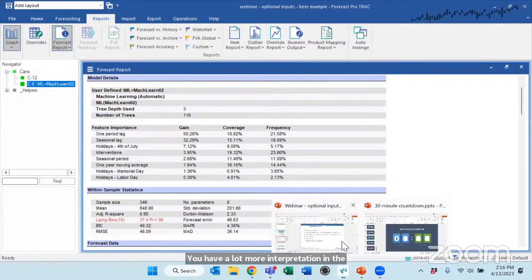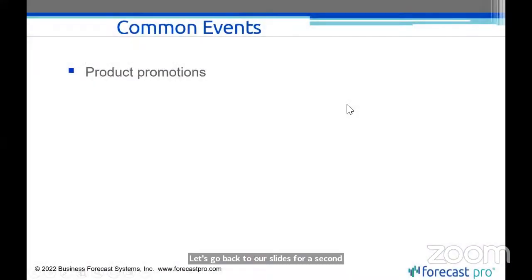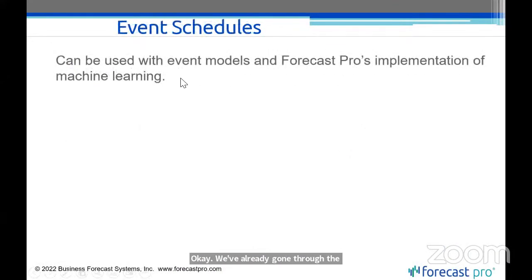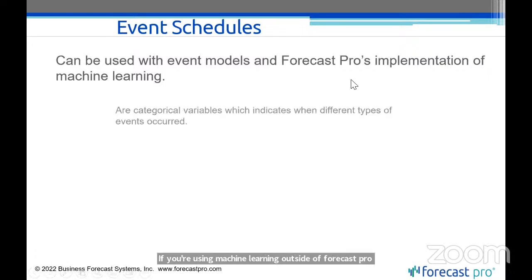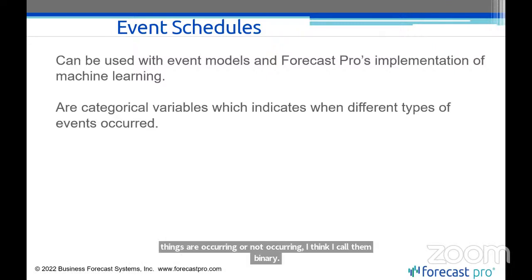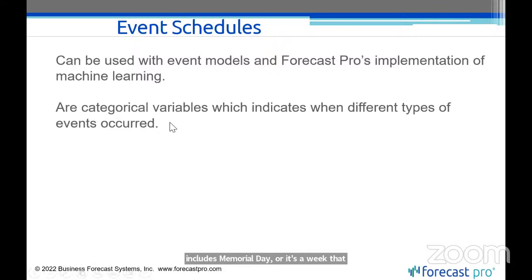Let's go back to our slides for a second. We've already gone through the common types of events. And so the event schedules, we can use them with event models. And in Forecast Pro, you can use them with machine learning. If you're using machine learning outside of Forecast Pro, you can basically create features that do the same thing. They're categorical variables, so they indicate if things are occurring or not occurring. I think I called them binary previously. They're on or off. So it's either a week that includes Memorial Day or it's a week that doesn't. It's either a week that includes the 4th of July or it doesn't.